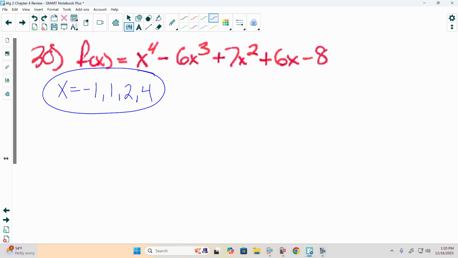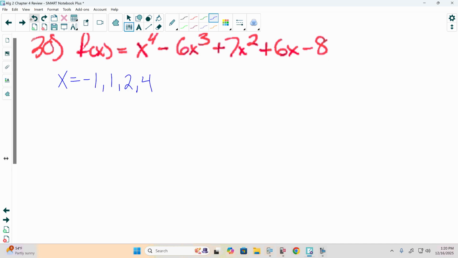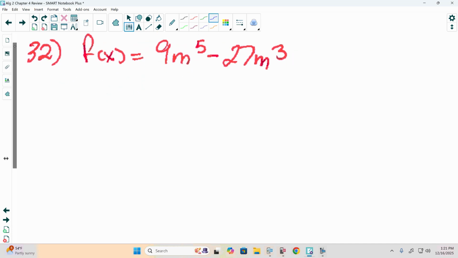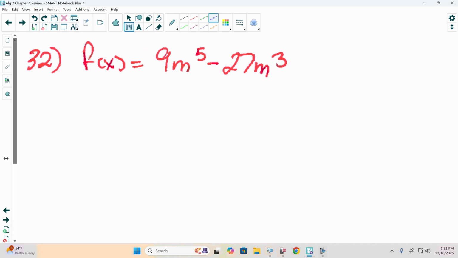Questions on 30? You know what? Let's look at 31. Not 31, 32. 9m to the 5th minus 27m to the 3rd. This is kind of easy to graph because there's only 2 terms.